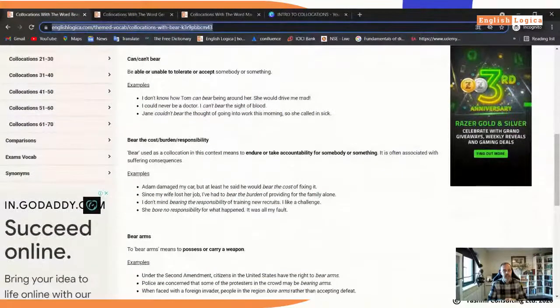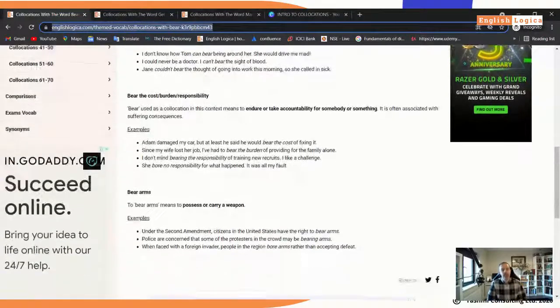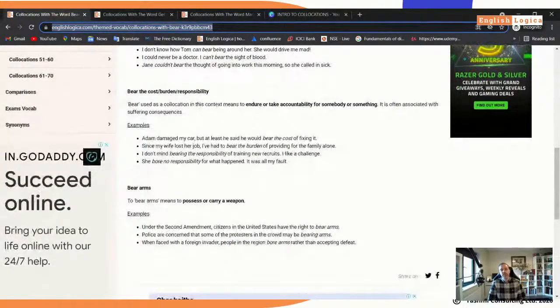Our next collocation with bear is to bear the cost or the burden or the responsibility. So again, this is to endure or to take accountability for somebody or something. It is often associated with suffering the consequences of an action. Some examples: Adam damaged my car, but at least he said he would bear the cost of fixing it.